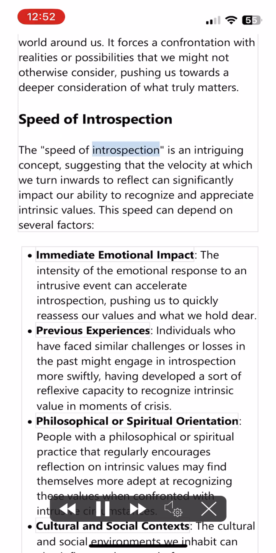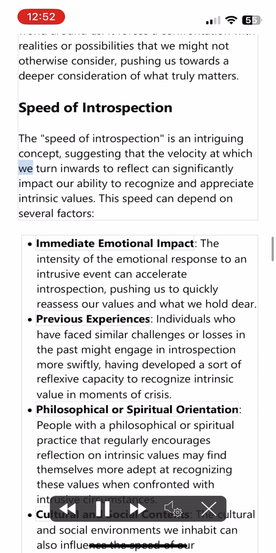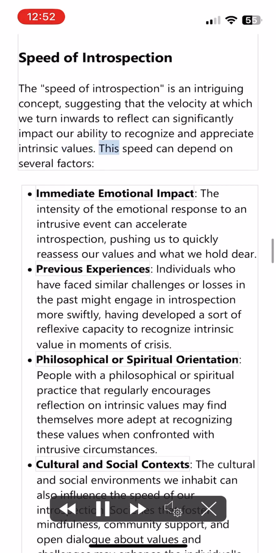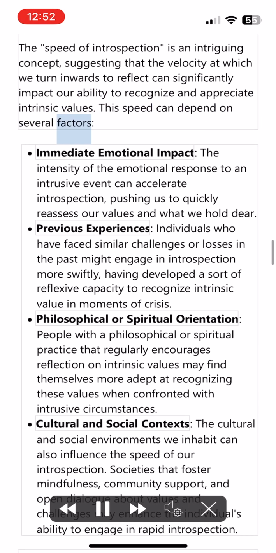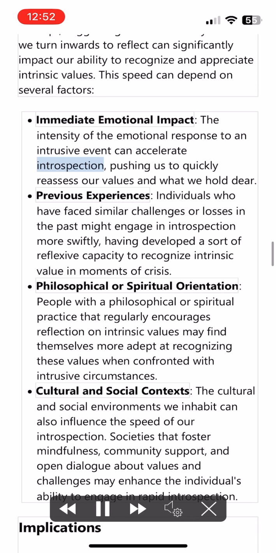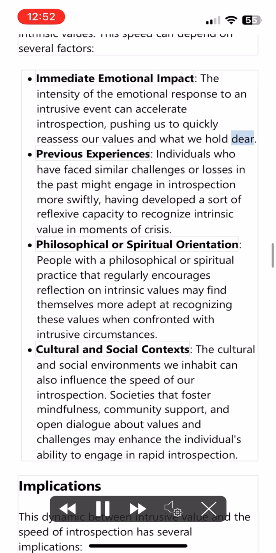Speed of introspection. The speed of introspection is an intriguing concept, suggesting that the velocity at which we turn inwards to reflect can significantly impact our ability to recognize and appreciate intrinsic values. This speed can depend on several factors. Immediate emotional impact. The intensity of the emotional response to an intrusive event can accelerate introspection, pushing us to quickly reassess our values and what we hold dear.